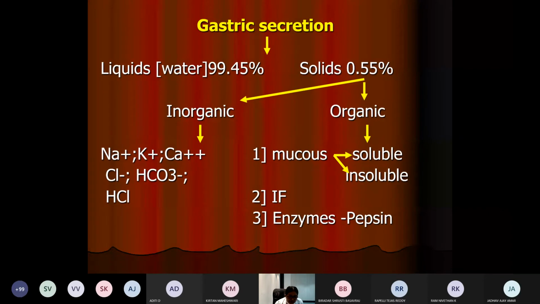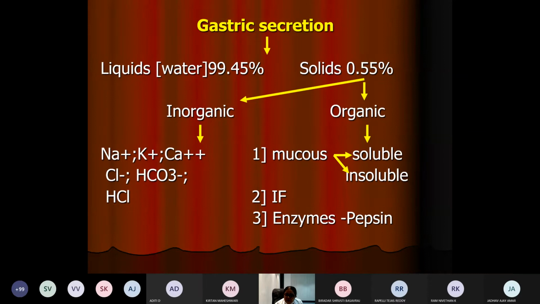So gastric secretion: liquid, that is water, 99.45%. Solids 0.55%. In solids, inorganic and organic. First inorganic: sodium, potassium, calcium, chloride, bicarbonate, HCl. In organic, again mucus, soluble and insoluble.